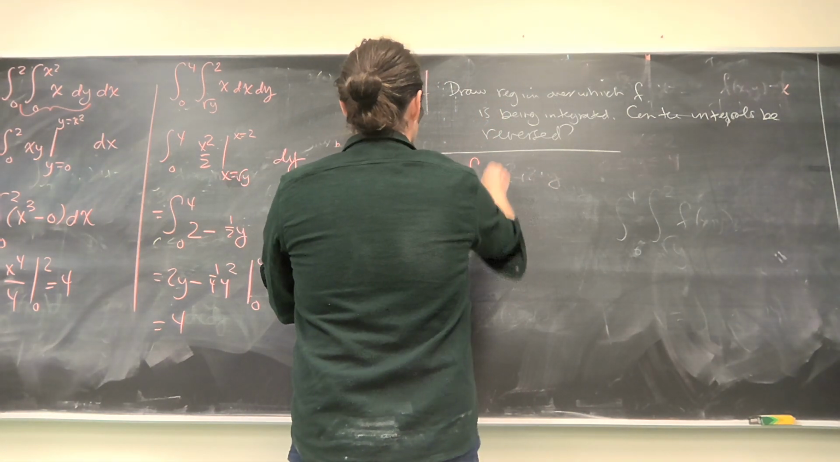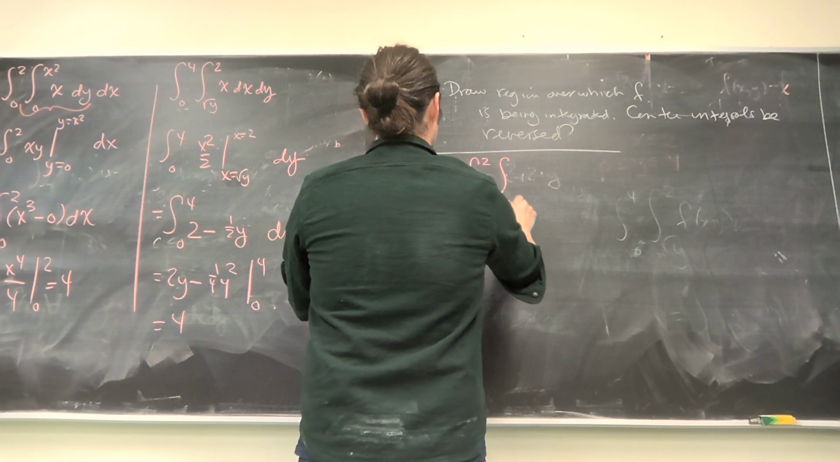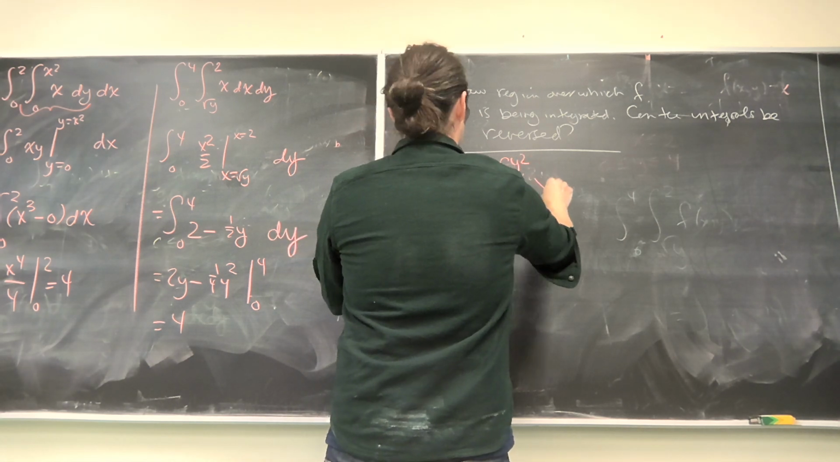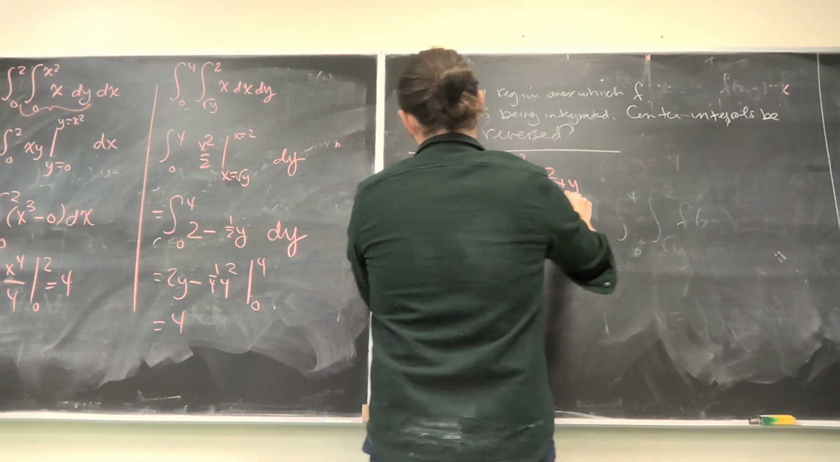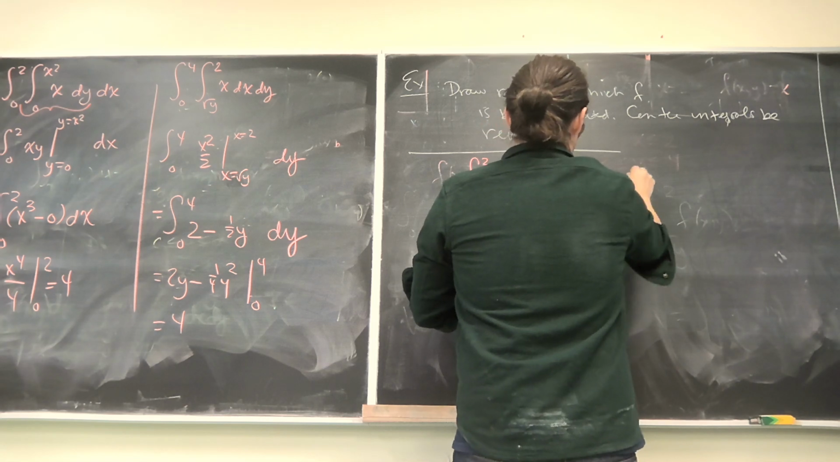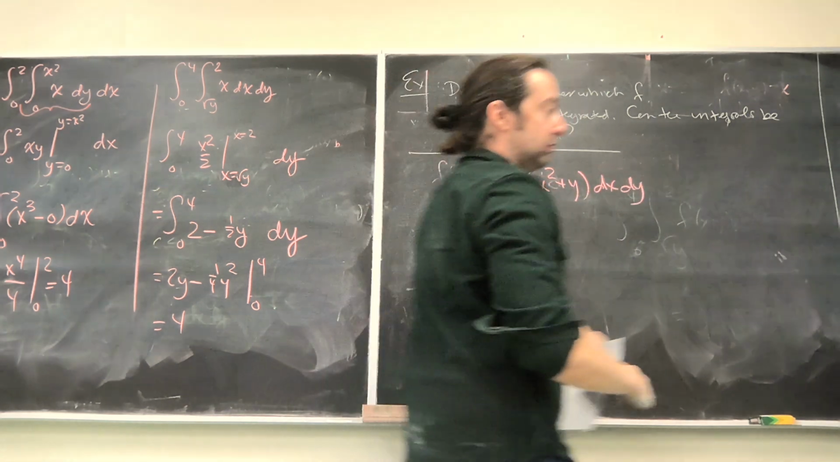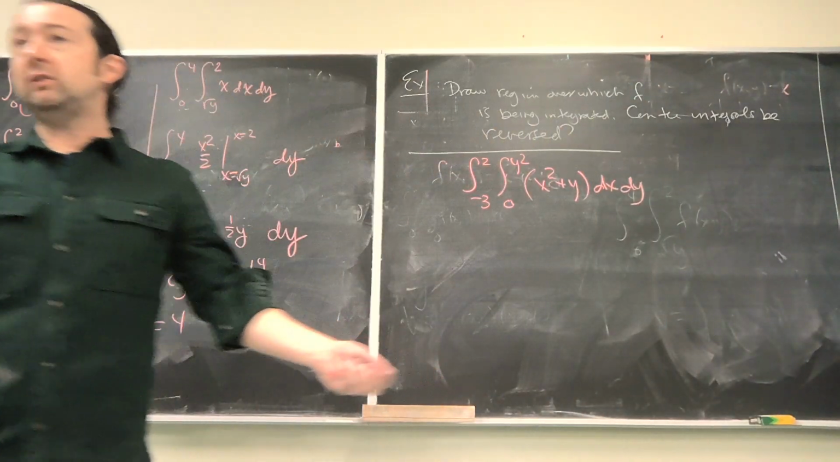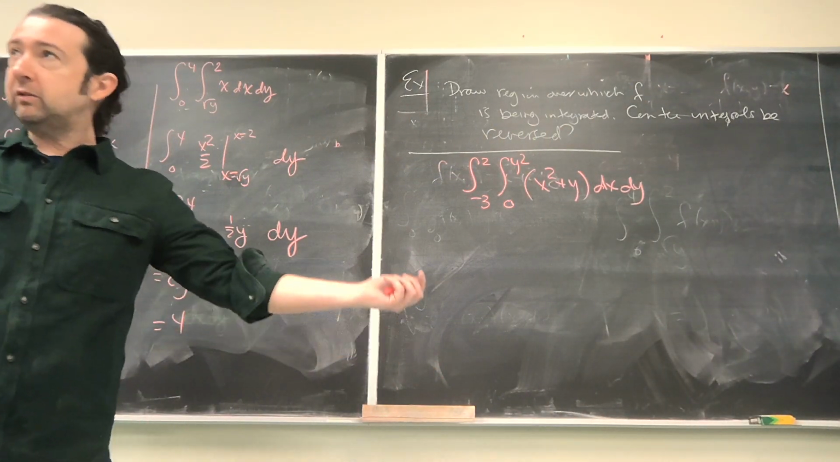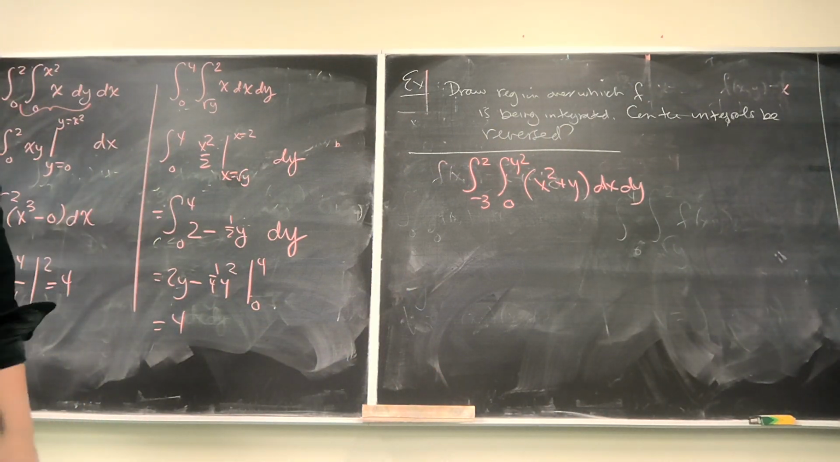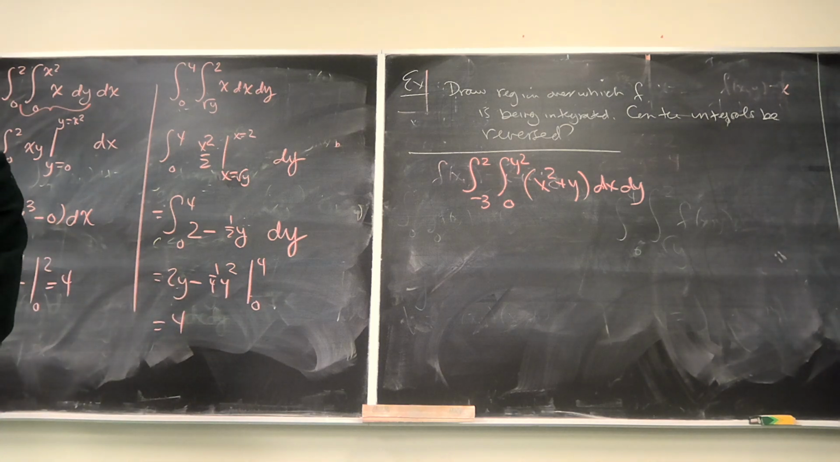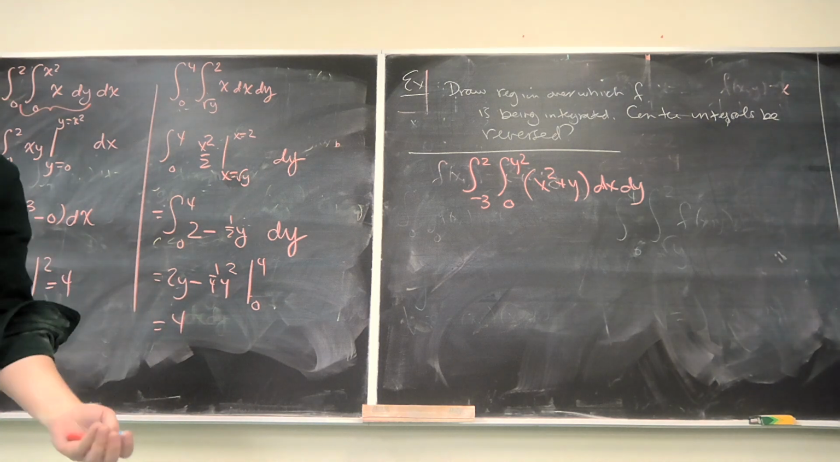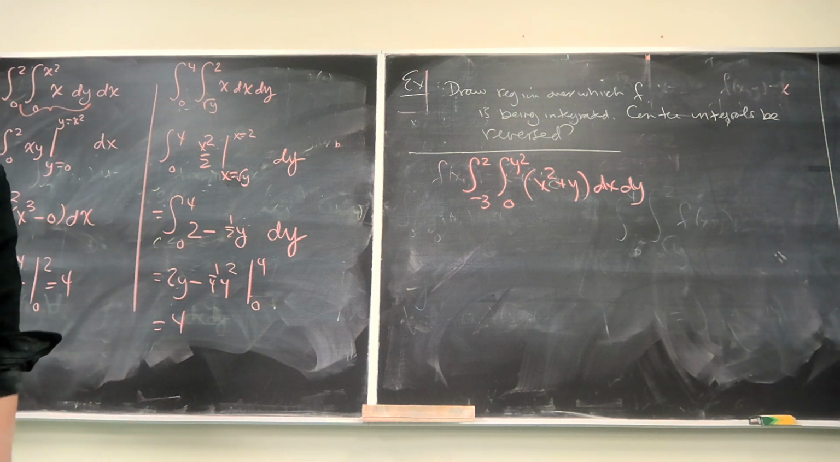The integral from minus 3 to 2 of the integral from 0 to y squared of x squared plus y dx dy. Now, if all I asked you to do was to integrate that, it would be easy. You just calculate the integral and plug numbers in, right? If instead I say, draw the region you're integrating over, and then do some analysis of the region, that's more complicated.